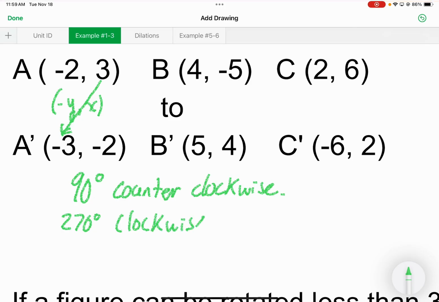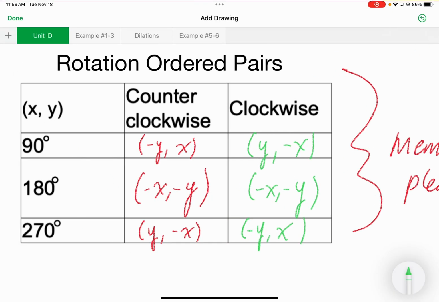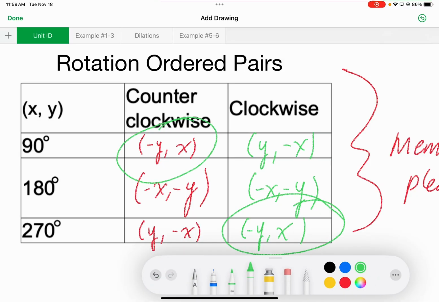How do you know it's counterclockwise? Either one of these answers would be fine. So if you said clockwise, then it has to be 270 degrees. If you want it to be counterclockwise, then it has to be 90. Okay? So Jillian, if you look back at the rules here, you said negative Y, X, right? You see how that shows up 2 times here and here? So that's why either one of those answers would be okay.